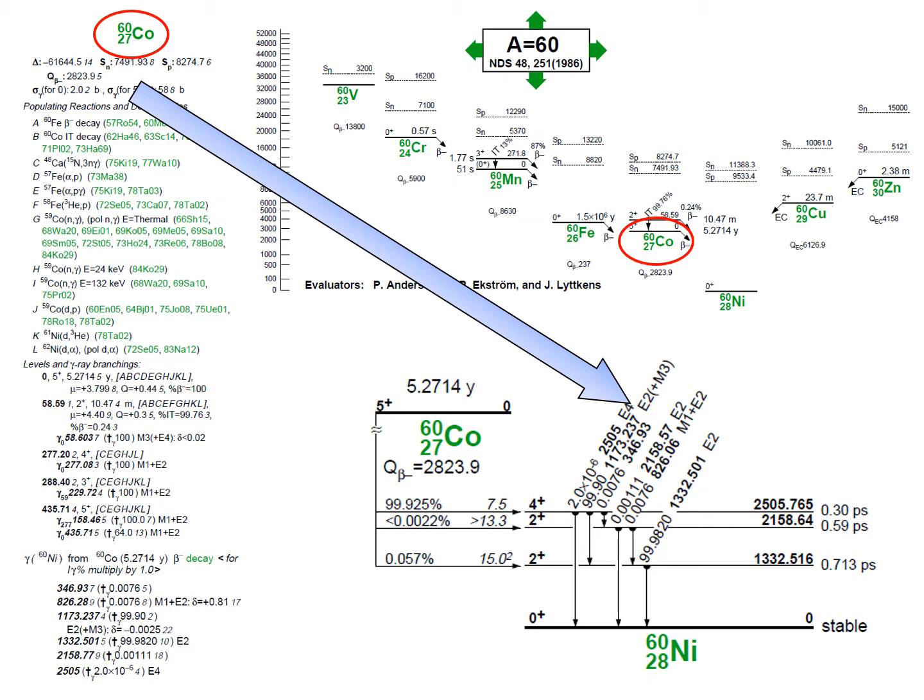Each one of these states has a half-life on the order of picoseconds, and they decay rapidly to this stable nickel-60. We'll go over this information in more detail throughout the course. Right now it's just an introduction to the data that's available in the table of the isotopes.